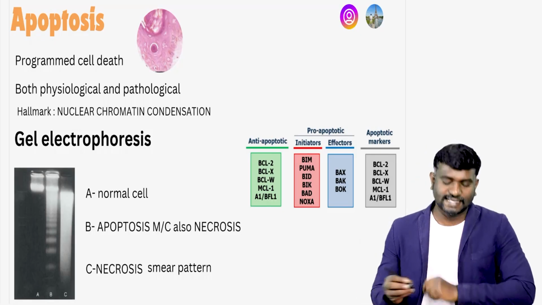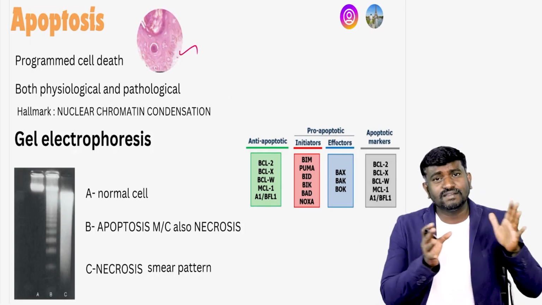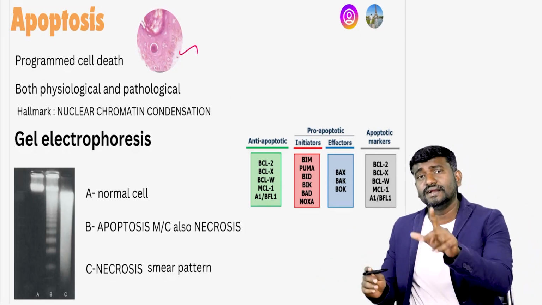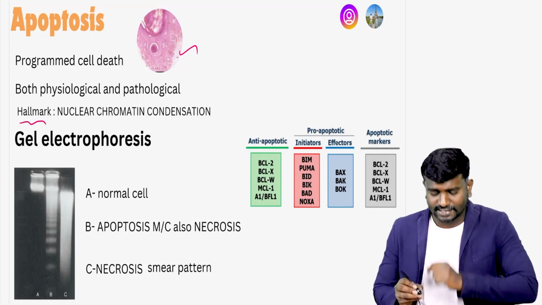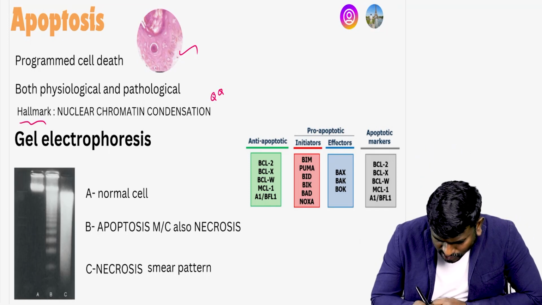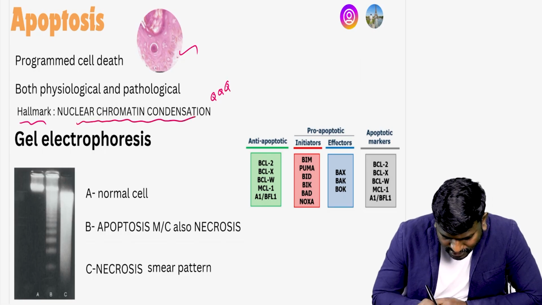Apoptosis is going to be programmed cell death. Look at the image here. Now it can be seen in physiological and also in pathological conditions. The most hallmark feature is going to be nuclear chromatin condensation. Very, very important. Apoptosis, nuclear chromatin condensation.